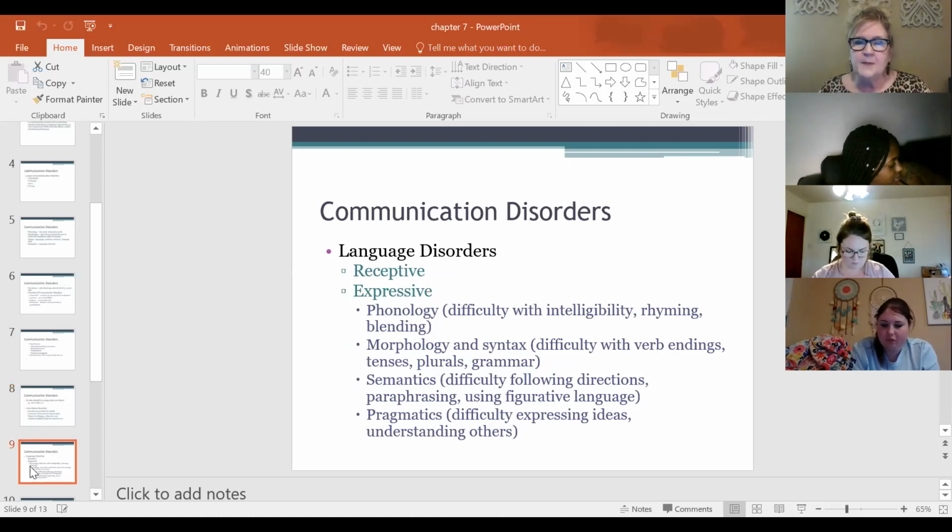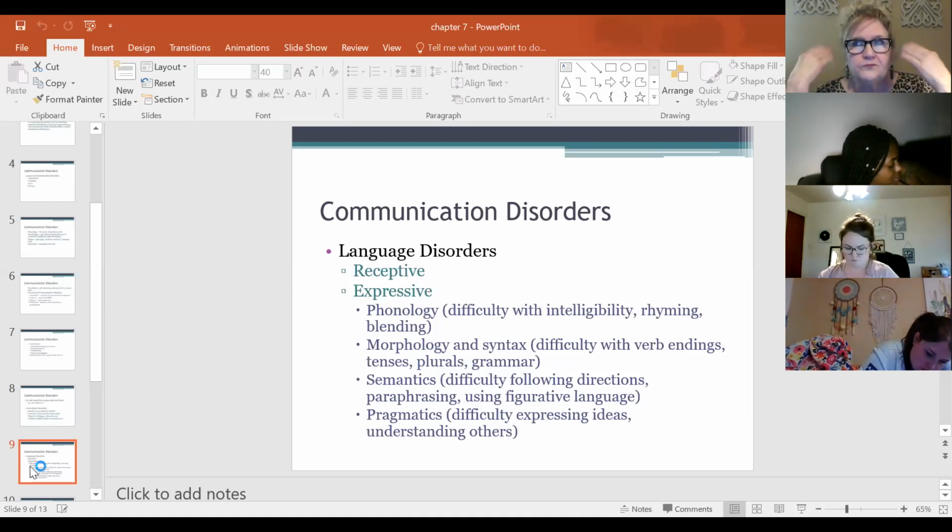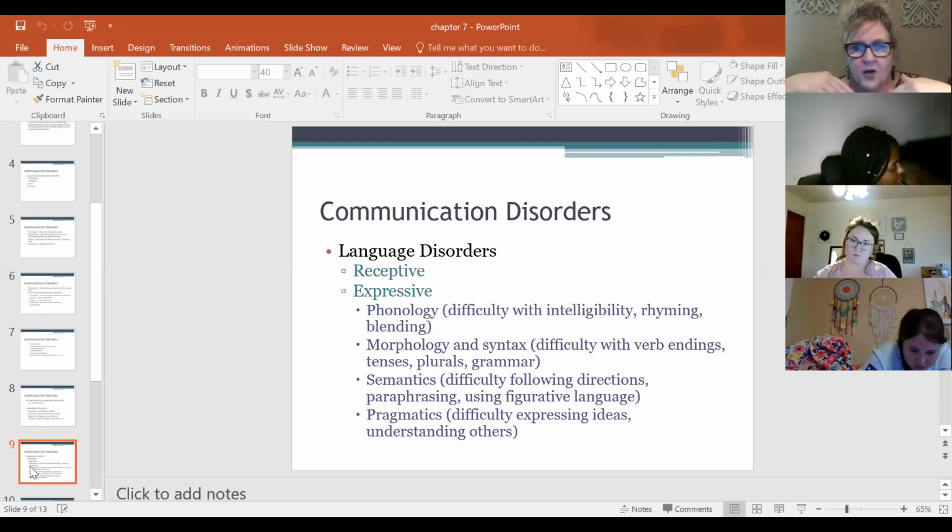Now, the next type of a communication disorder is a language disorder. And then under language disorders, we have 2 kinds. We've got receptive. That's what we take in, what we understand of what we've heard. And then there's expressive, the output. So the receptive is what we understand of what we're hearing, and expressive is how we communicate what we've taken in.